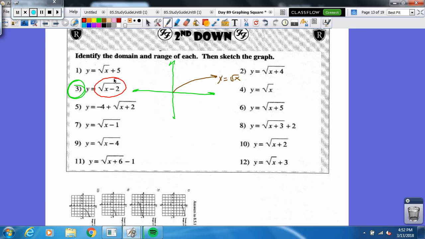Where am I moving? Same thing as last time. It would subtract 2 inside. I'm going to move to the right 2. Right there. So that is y equals radical x minus 2, like that. Cool. So it's the same parabola, now I'm just shifting 2 to the right.